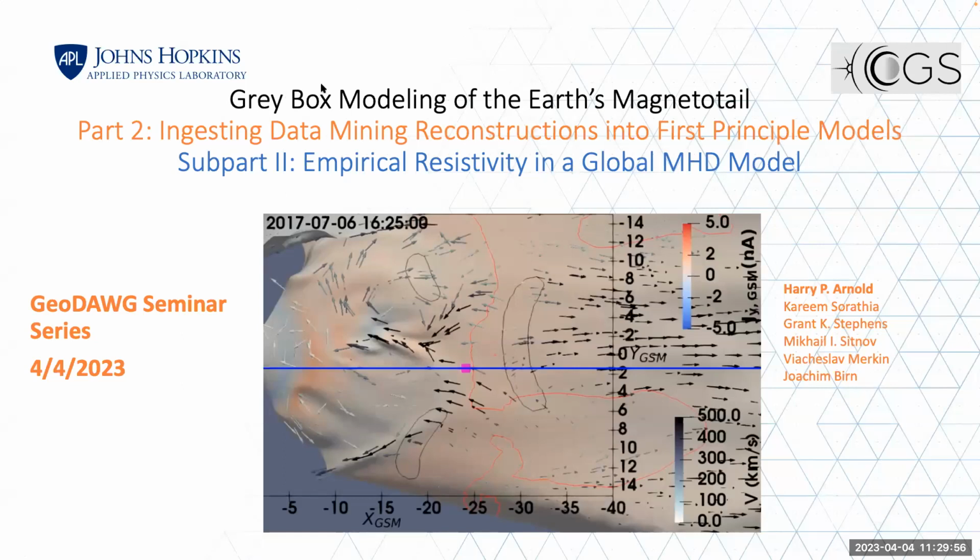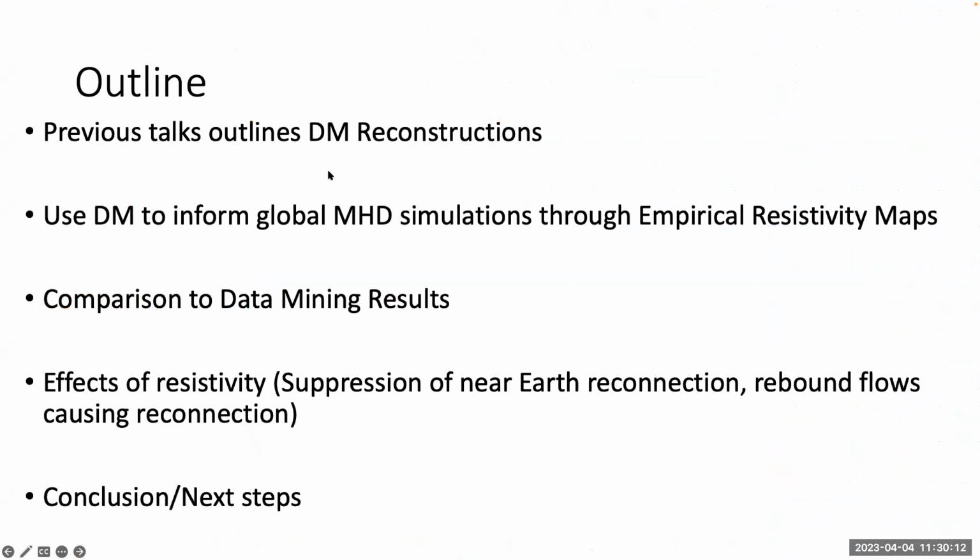So yeah, my name is Harry Arnold. I'm giving the second subpart of the second part of this talk on gray box modeling. I'm going to be focusing on empirical resistivity in a global MHD model. So let's dive on in here. First, I'm going to talk a little bit more about the data mining reconstructions from the previous talks, just to outline some key points. I'll talk about using the data mining to inform global MHD simulations in a similar but different way from what Anthony was doing, using what we're calling empirical resistivity maps.